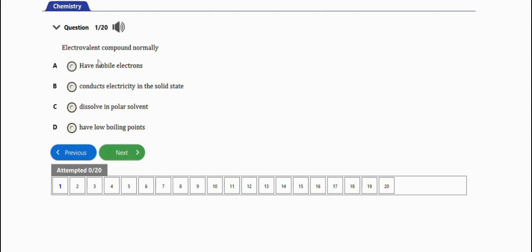The first question I have here says electrovalent compound normally: option A, have mobile electrons; conduct electricity in a solid state; dissolve in polar solvent; have low boiling point. So guys, the right answer to this question will be option C, which is dissolve in polar solvent. Very important. A typical example of an electrovalent compound is your sodium chloride, which is your common salt. So salt can dissolve in a polar solvent. A typical polar solvent is water. Water is a polar solvent. Alright, so the right answer is option C.